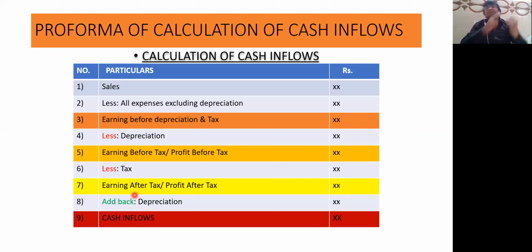Come on. First, sales, then all expenses excluding depreciation. All the students, say it. Say it to your parents, don't worry, I can hear you. Sales, all expenses excluding depreciation, then what will we get? Earning before depreciation and tax, very good. Then less depreciation. After deducting depreciation, we will get earning before tax or profit before tax. Very good. Then we have to deduct tax. After deducting tax, we get earning after tax.